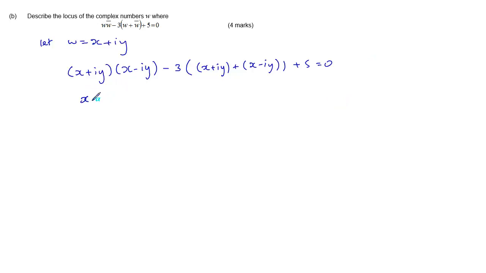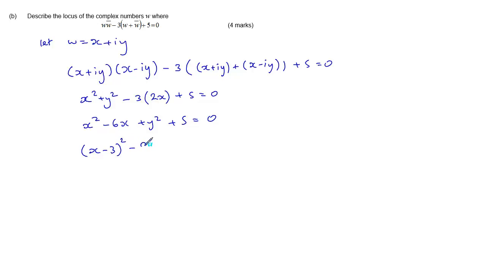So this gives me x squared plus y squared, take away 3, and in here we just have 2x, add 5 equals 0. So x squared minus 6x plus y squared plus 5 is equal to 0. That's x minus 3 all squared, take away 9 when we complete the square here, plus y squared plus 5 equals 0. So x minus 3 all squared plus y squared is equal to 4.